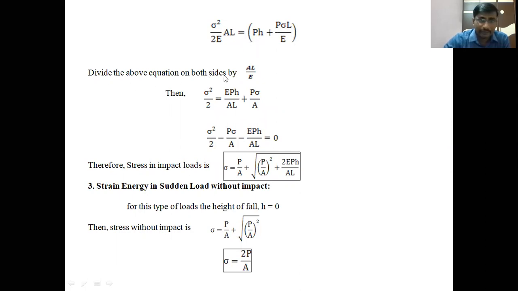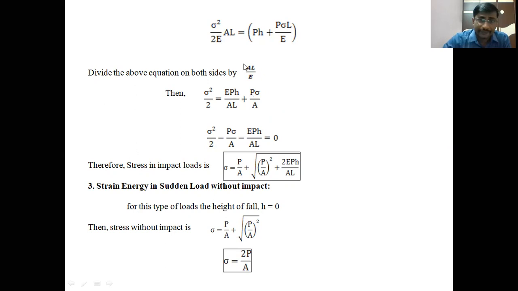Divide the above equation on both sides by AL by E. Then AL by E cancels here. The remaining parameter in the left hand side, sigma square by 2, is equal to the right hand side first parameter divided by AL by E.